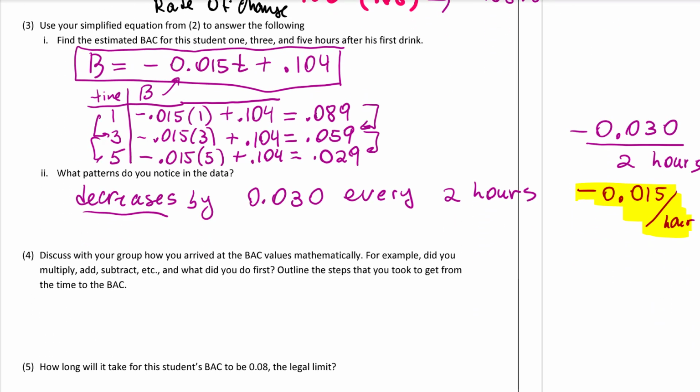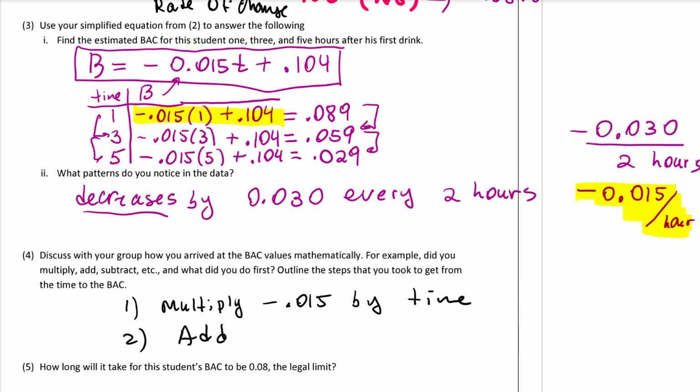Now check this out. It's question 4. It says to discuss with your group, but because we are doing this asynchronously, I want to ask you, what operation did you do when you computed your BAC? Like, what did you do right here? What operation did you do? Let's write them explicitly. I'll give you a moment. The first operation is multiply negative 0.015 by time. And the second operation is add 0.104 to the result.